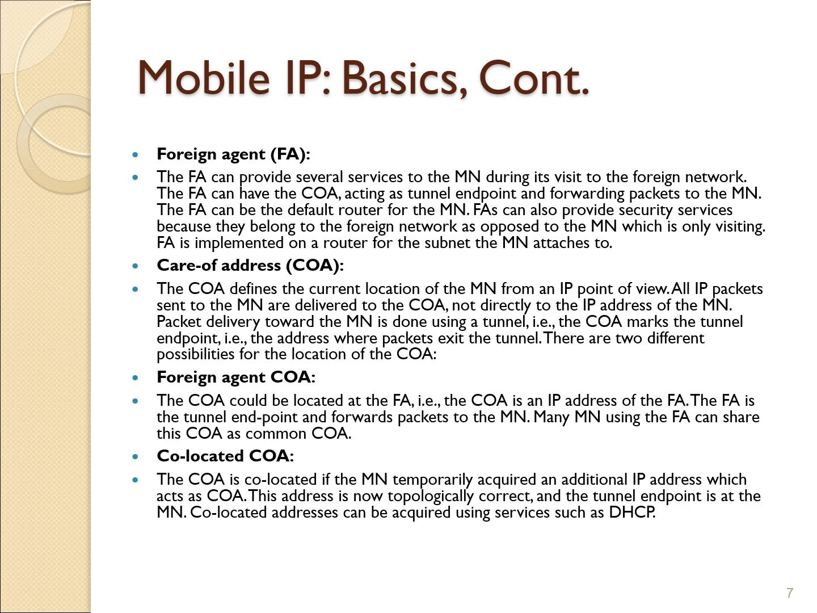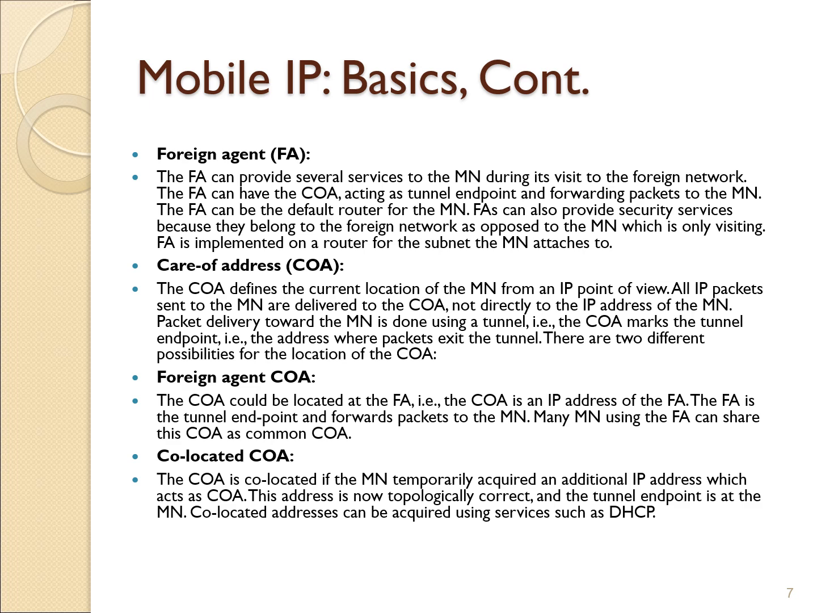The care of address defines the current location of MN from an IP point of view. All the IP packets sent to the MN are delivered to the care of address, not directly to the IP address of MN. There are two types of care of addresses, foreign agent COA and co-located COA. The foreign agent COA is where the FA is the tunnel endpoint and forwards the packet to MN. Many MNs using FA can share the COA as a common COA.